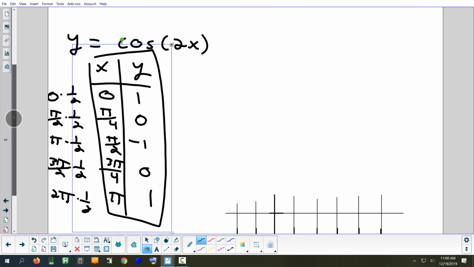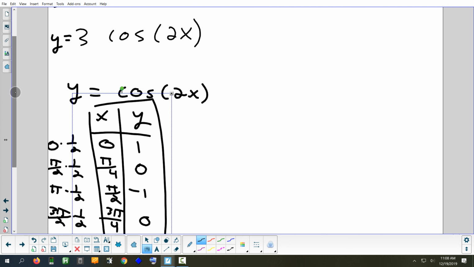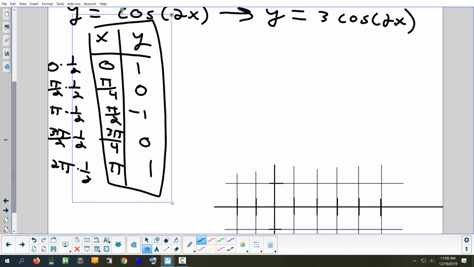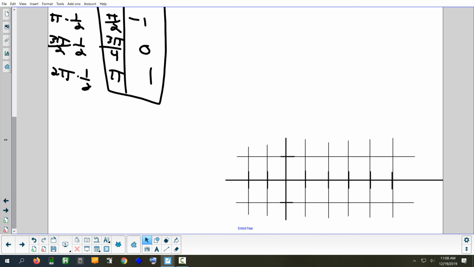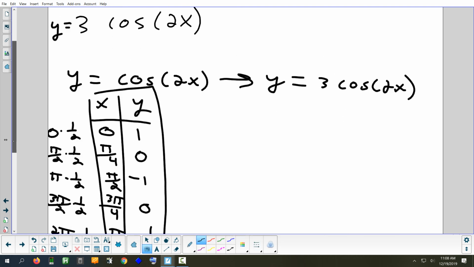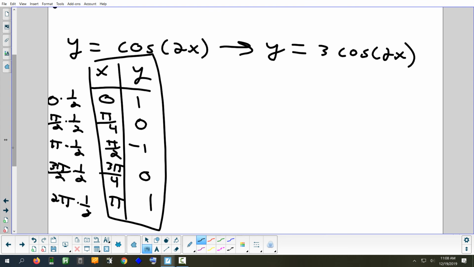Okay, so there's the first part. Now we got to deal with the 3. So next transformation. Okay. Elias, what's the 3 going to do? The 3 is going to cause a horizontal shift. So shifting would always be addition or subtraction.